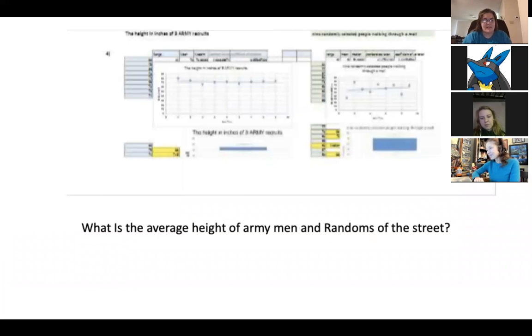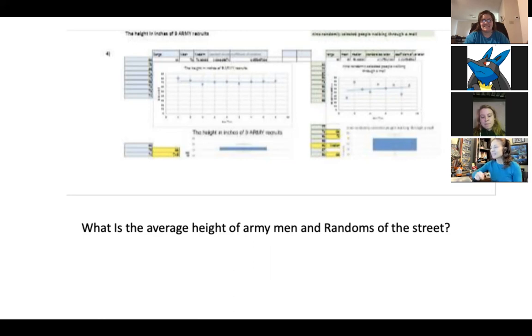So Ruby, what is the average height of the army men and the random people off the street? The average of the army men is 61 inches, while the random people off the street are around 51 inches, because they're not very tall. So I think the army people want taller people. The army only recruits tall people. I believe it, because all of them are 61 inches or taller.